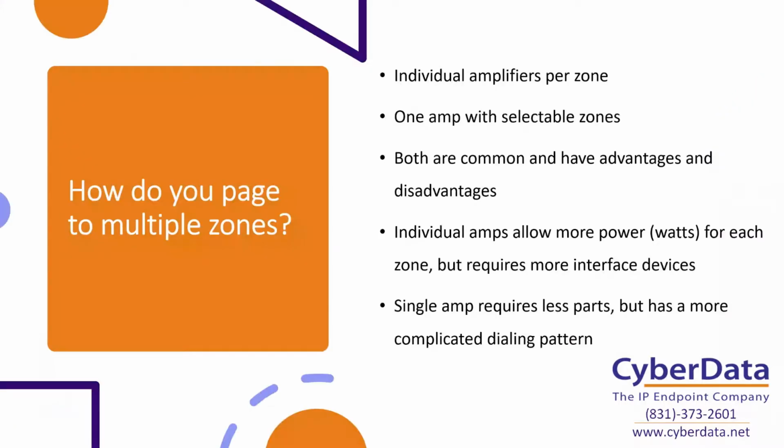Now that we understand the number of zones and what zones are, how do you actually page to these different zones? There are really 2 different ways you can do it in the analog world. You can have individual amplifiers per zone. Say you've got one amplifier that goes to the front of house and a whole separate amplifier that goes to the back of house.